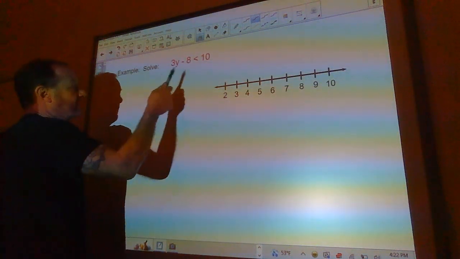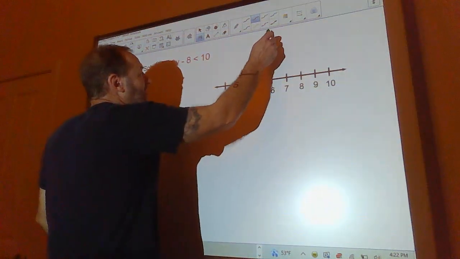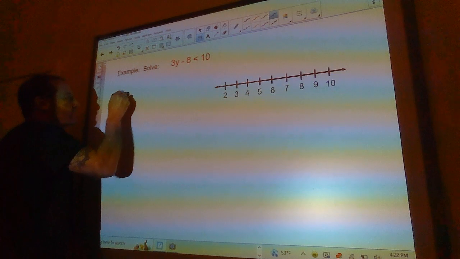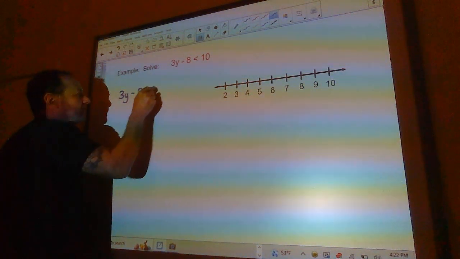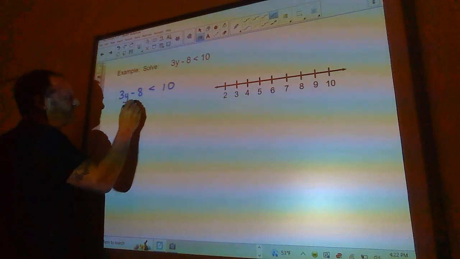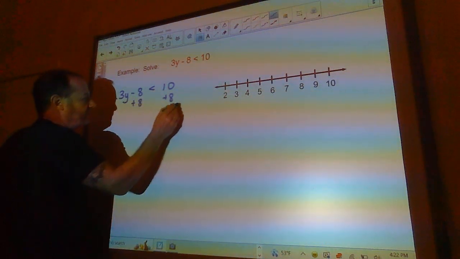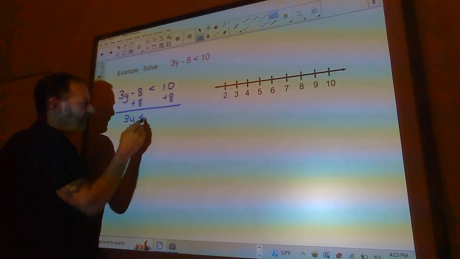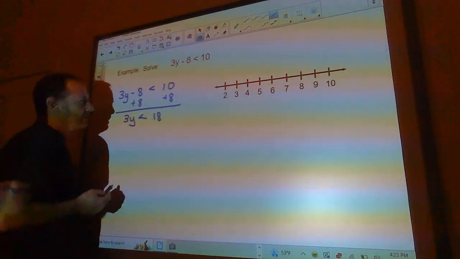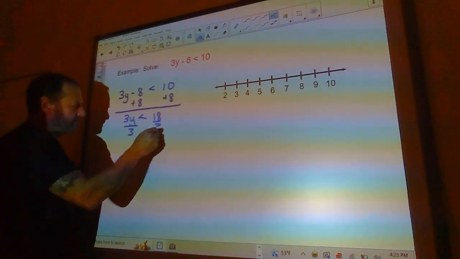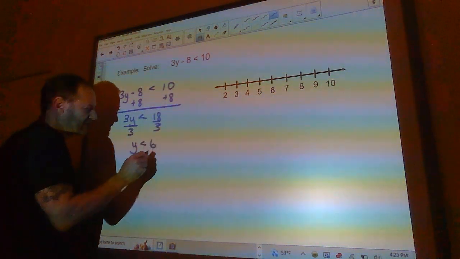Okay, we're going to solve this inequality. You're going to treat this exactly as if it was an equation. If this was an equal sign here, we would just add 8 to both sides. So 3y, we're going to leave our less than sign, is less than 18. And we're going to divide by 3. So y is going to be less than 6.